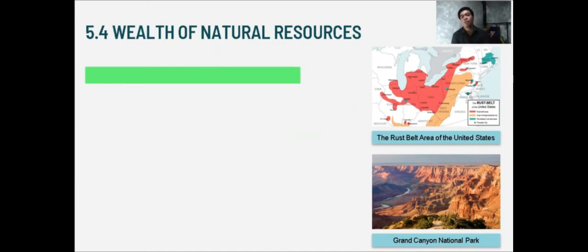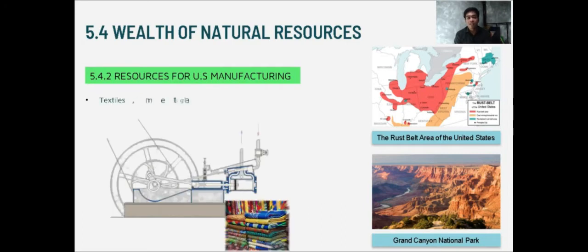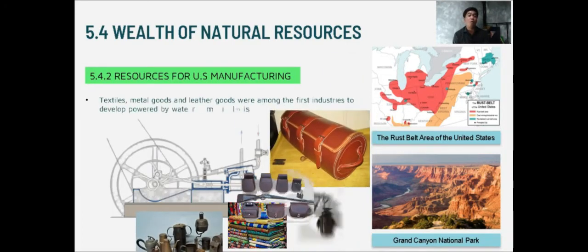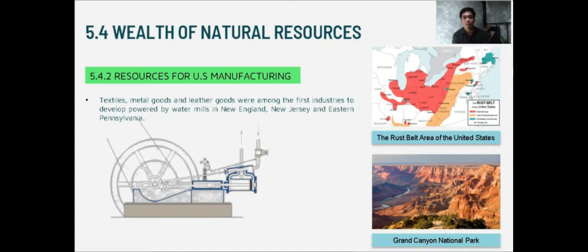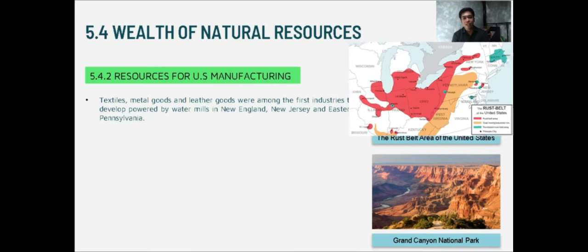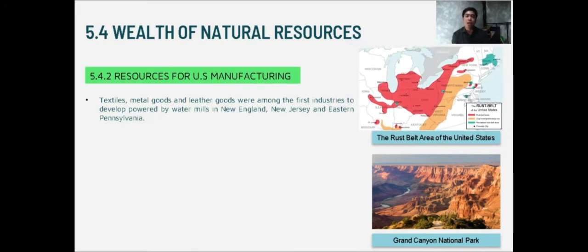Okay, so now we move on to the second wealth of natural resources, which is resource for US manufacturing. US capital manufacturing independence has inspired Americans to set up their own manufacturing industries, producing products that were originally unobtainable from Britain. Textiles, metal goods, and leather goods were among the first to create, mostly operated by water mills in New England, New Jersey, and Eastern Pennsylvania.